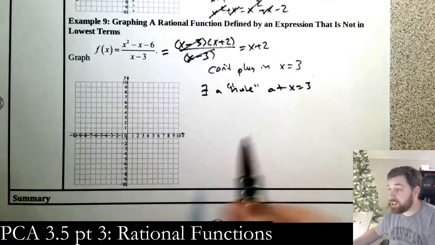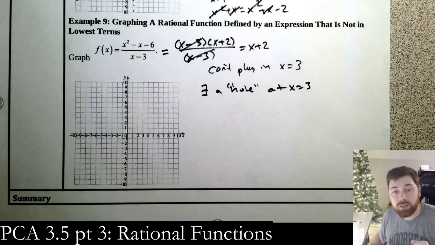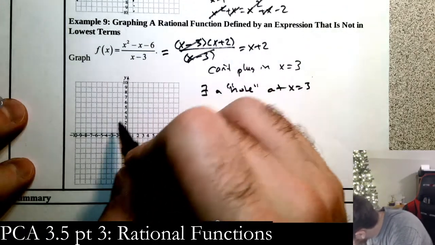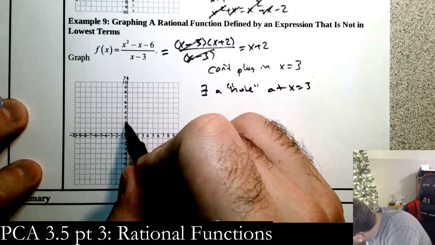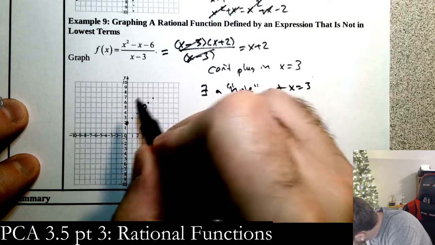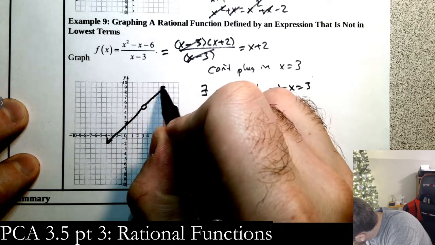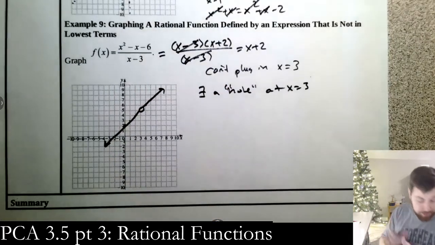So what you're going to do is graph the line y equals x plus 2, but you're going to literally put a hole at x equals 3, okay? So x plus 2 is right here. It just goes up, boom, hole, boom, boom, like that, okay? That's your function.